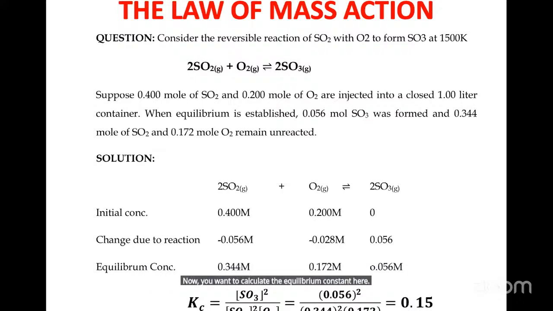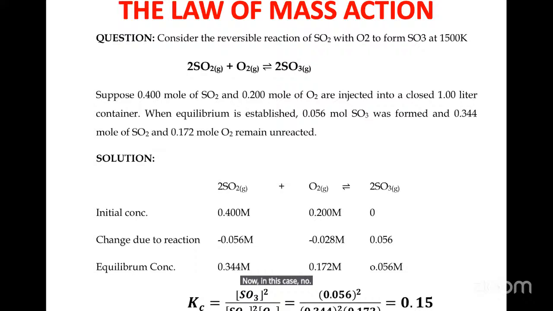Sorry, I think when we were editing this slide for the new syllabus, we made a mistake, because the question should have actually ended with calculate the equilibrium constant.